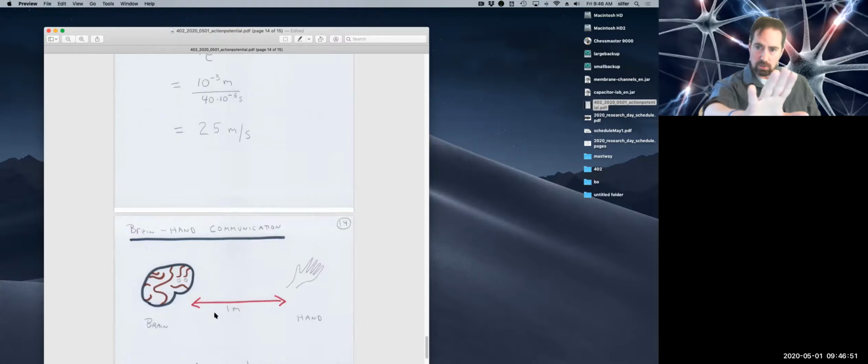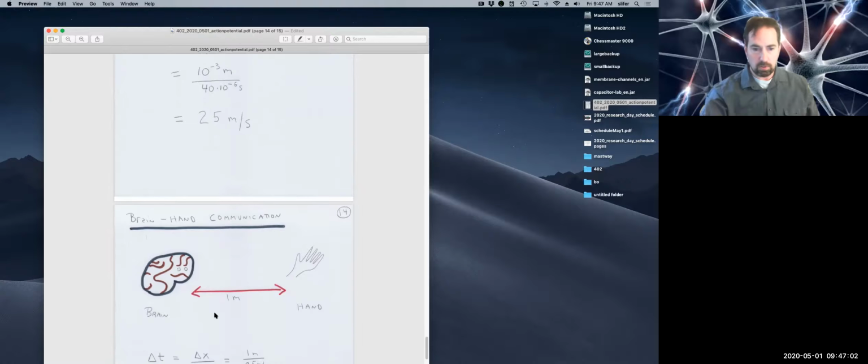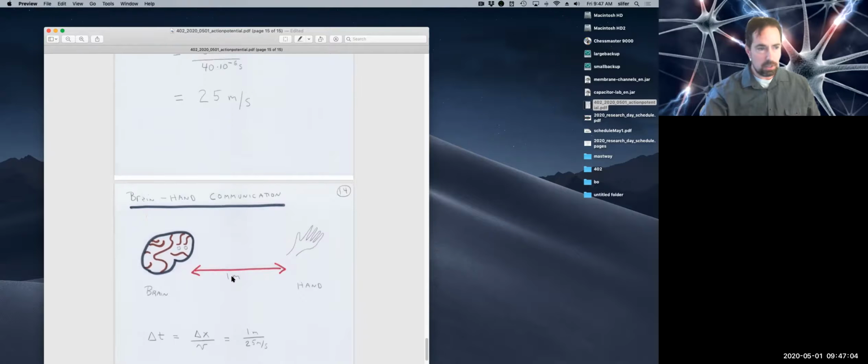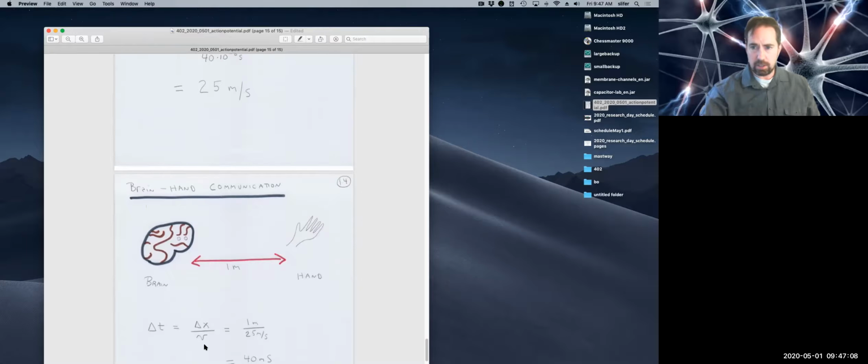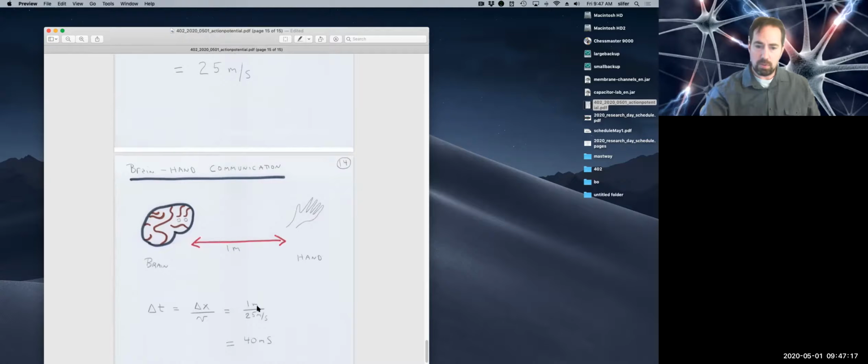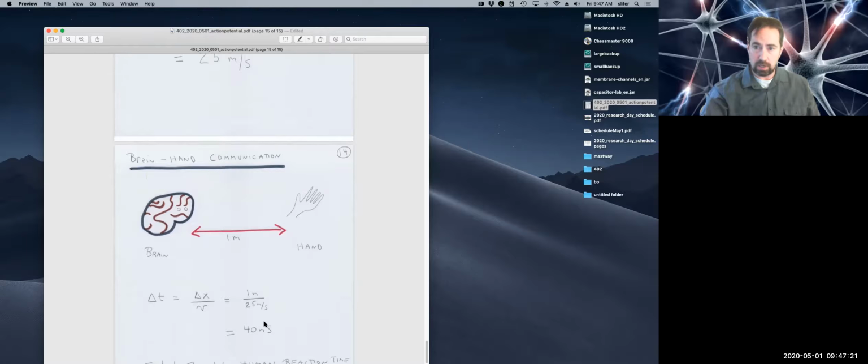You come in and you touch a hot pot and you jerk your hand away. Your hand has to do that, and it's about 1 meter away from your central computer, your brain. So we have a 1 meter distance, and again, I go back to my v equals delta x over delta t, and I have delta x is 1 meter. I have my velocity is 25 meters per second. So I have 1 meter divided by 25 meters per second gives me 40 milliseconds.